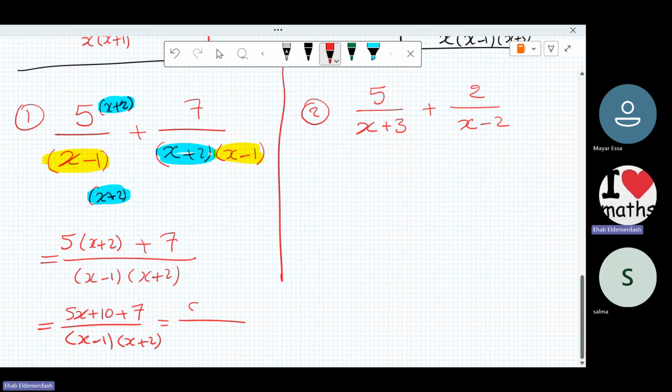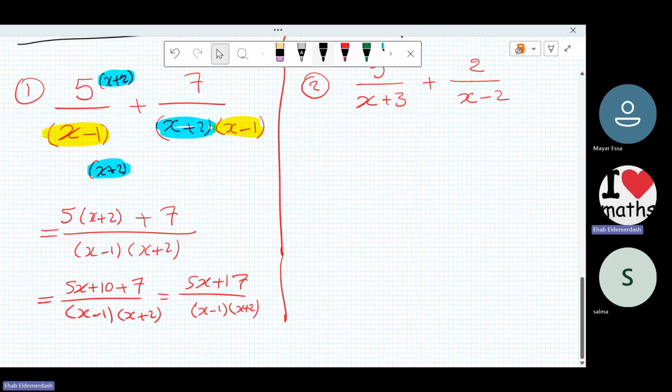What will be the answer? It's 5x plus 12 over x minus 1 into x plus 2. Not necessary to be expanded for the denominator at the moment. طيب كده انا خلصت البارت الاولاني. Am I clear? Is the first part okay يا عيال؟ I have x minus 1 is repeated يا محمد.